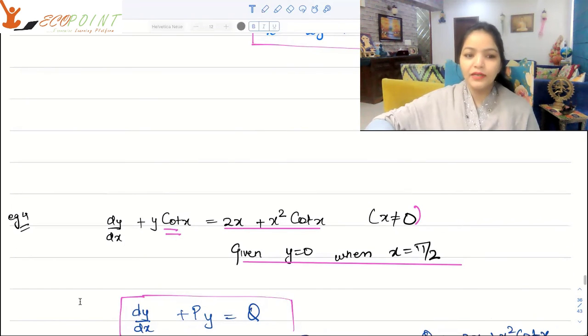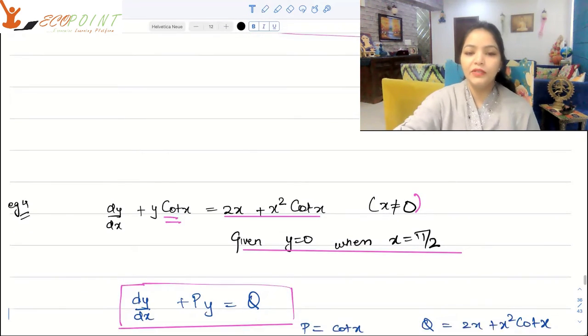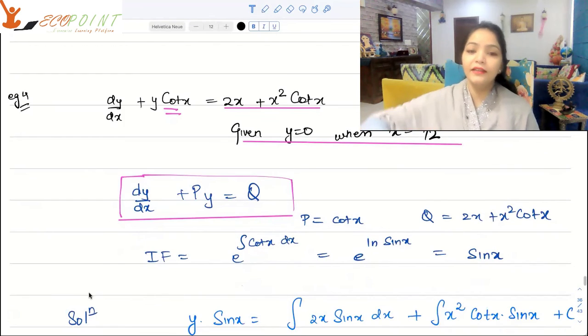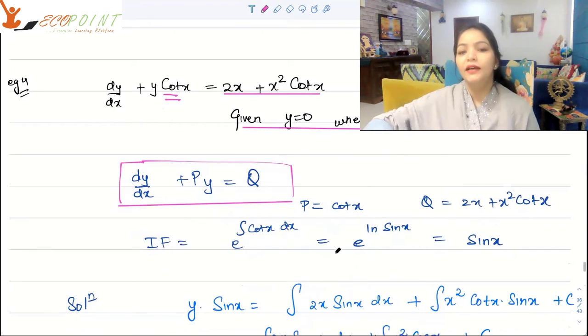Let's quickly find the integrating factor. It will be e to the power integral cot x dx. Now, integral cot x is log of sine x. And since you have log and e, it just turns into sine x. So that means we will multiply throughout by sine x.